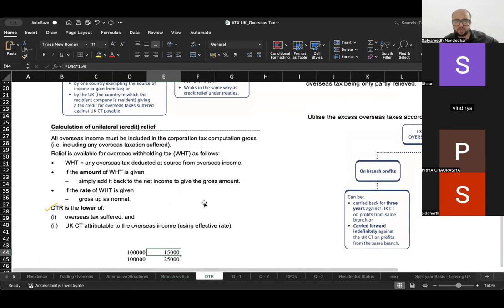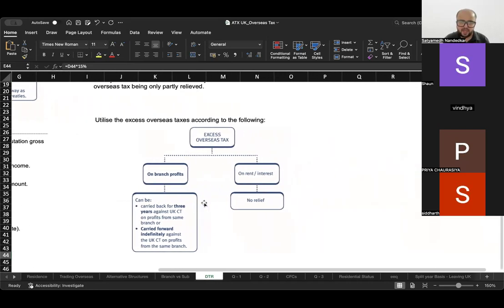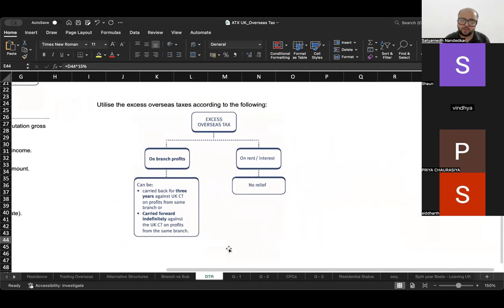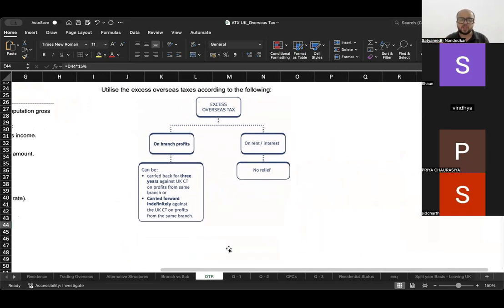We have discussed one basic part of the double taxation relief, which says that DTR is the lower of overseas tax suffered and UK corporate tax attributable to overseas income. And if there is any excess overseas tax on branch profits, then it can be carried back for 3 years against UK corporate tax on profits from the same branch, or carried forward indefinitely against the UK corporate tax on profits from the same branch.